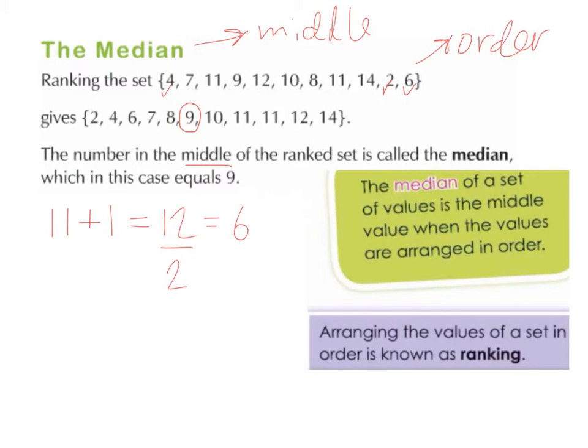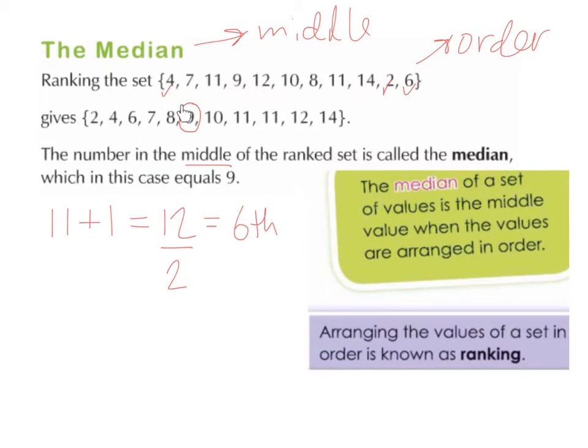So the 6th digit, or the 6th value, is going to be our median. This does not mean that 6 is the median, it means the 6th value is the median. So let's go back to the start with 2. That's the first value, second value, third value, fourth value, fifth value, sixth value. So 9 is indeed the 6th value, and 9 is the median.